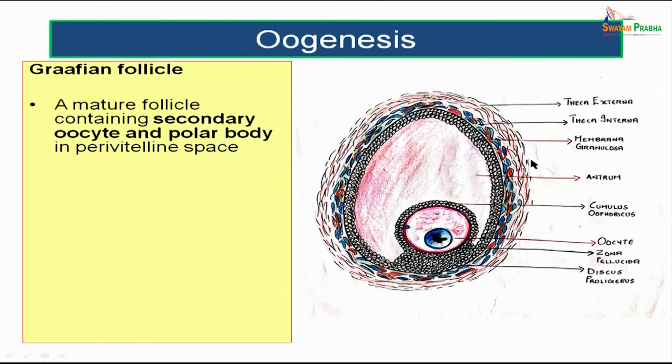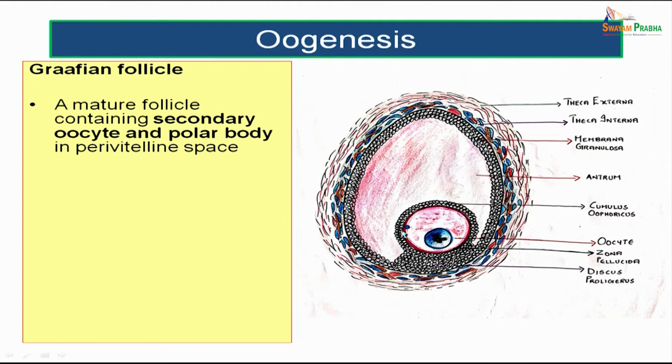So, this is just a diagrammatic representation of the Graafian follicle. It is a mature follicle containing a secondary oocyte. So, this is actually just before ovulation. The primary oocyte will now be converted into a secondary oocyte, as the first meiotic division will be completed. That is why we get a secondary oocyte here. So, just before ovulation, the primary oocyte will be converted into a secondary oocyte. That means the first meiotic division is over.